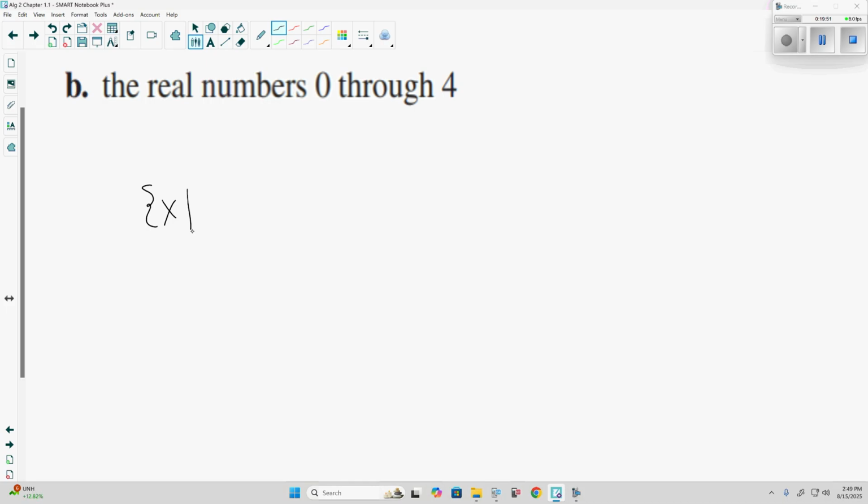Now, since we are talking about the real numbers for set builder notation, we're going to have that brace x bar. Now we need a way to describe it. We need our description. So our 0 through 4.